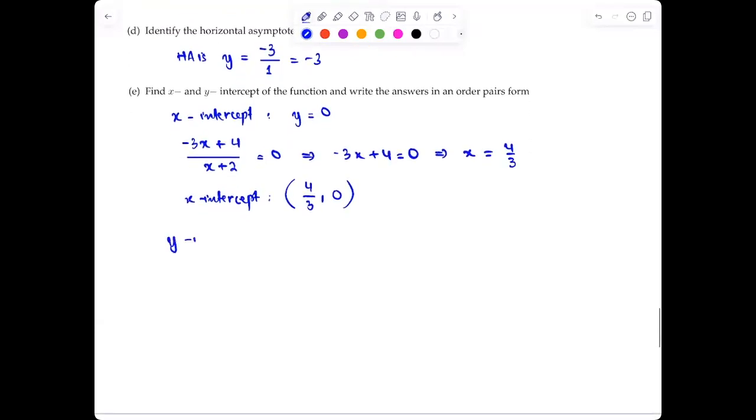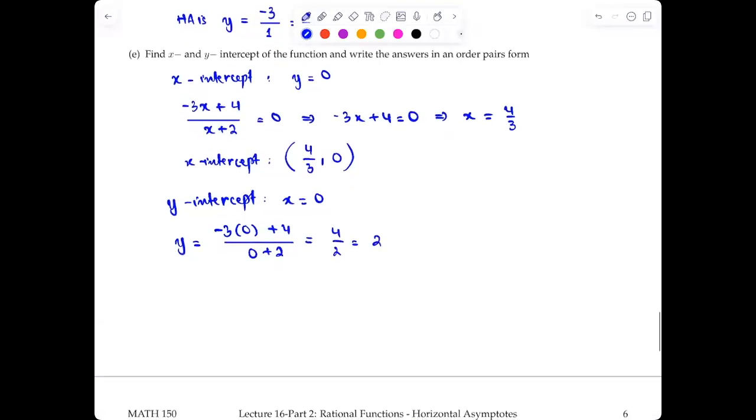And for y-intercept, you have x equal to 0, right? So y is equal to -3 times 0 plus 4 over 0 plus 2, 4 over 2, this is equal to 2. So the y-intercept is 0,2.